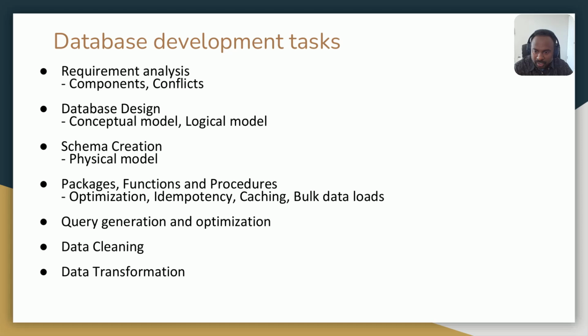based upon intra-change dependency or interchange dependency within a change release. And database design, where a conceptual model is created and then the logical and physical model, based upon how normalized a version one needs. The actual schema creation is done in the physical model. Creation of packages, function procedures, and related optimization, idempotency, caching, and bulk data. These are the performance improvement measures done within the packages and functions. And query generation and optimization, data cleansing, and data transformation.